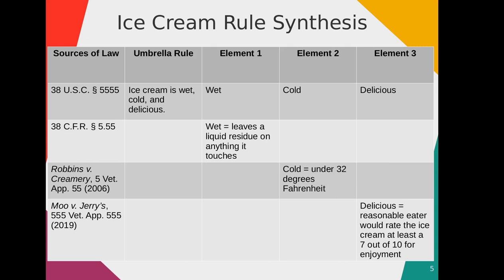So as you can see, I've listed the sources of law that we just read on the left side, and I've put the umbrella rule and the elements across the top and across from the various sources that explain those elements. So as you can see, the statute gives us a nice umbrella rule with 3 elements, and then the regulation in each case helps us by defining those elements. So then how do we take a chart like this and turn it into a rule statement?